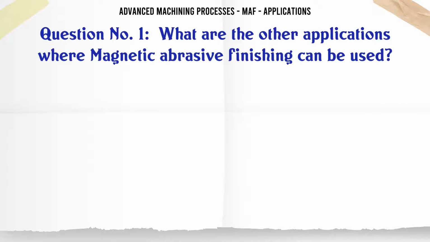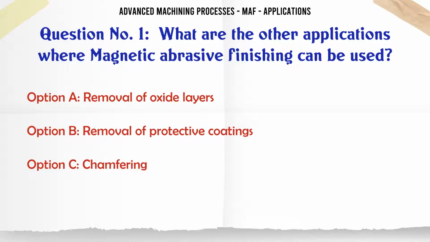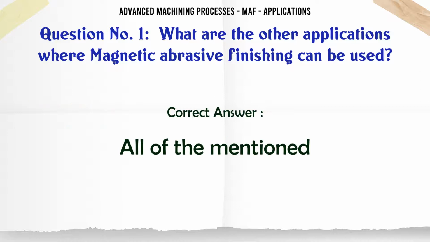What are the other applications where magnetic abrasive finishing can be used? A. Removal of oxide layers. B. Removal of protective coatings. C. Chamfering. D. All of the mentioned. The correct answer is all of the mentioned.